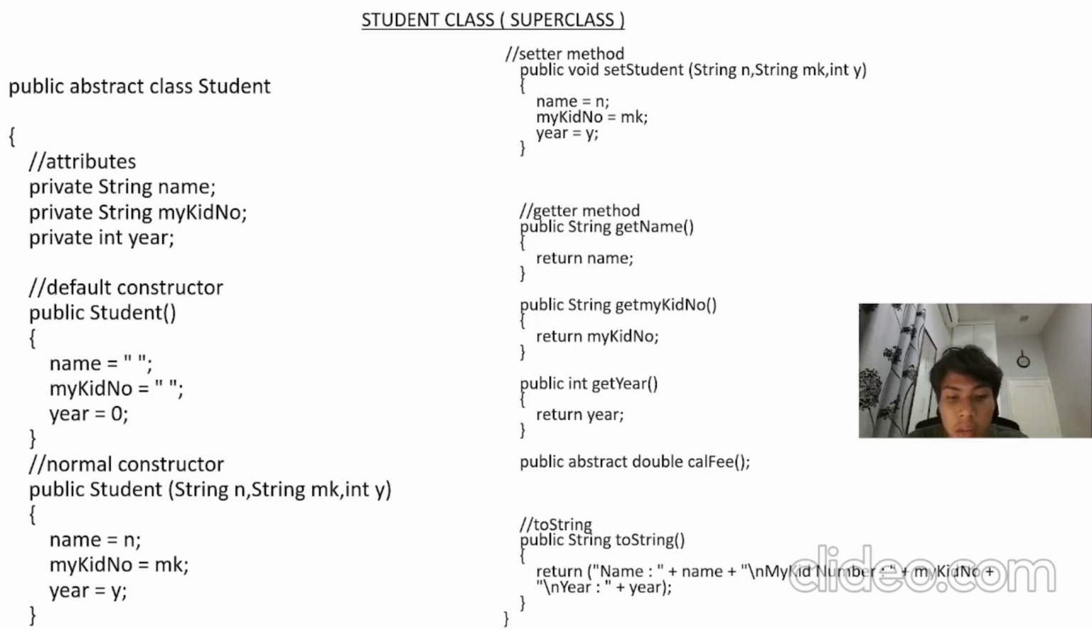There is also an abstract method which is calculateFee, which does not have an implementation in this class. That's why there will be subclasses that extend the student class that will provide an implementation for calculateFee. Finally, there is a toString method that returns a string representation of the object, including the attribute values.